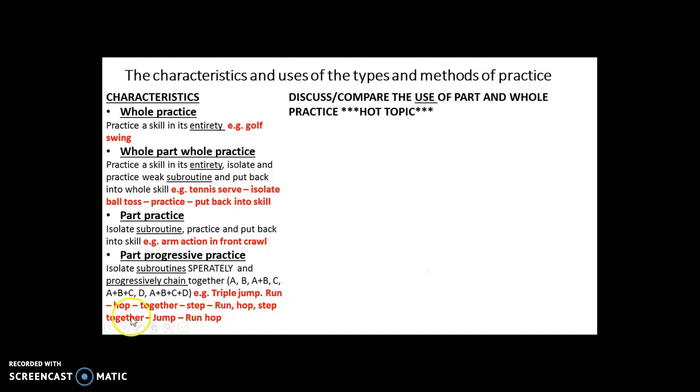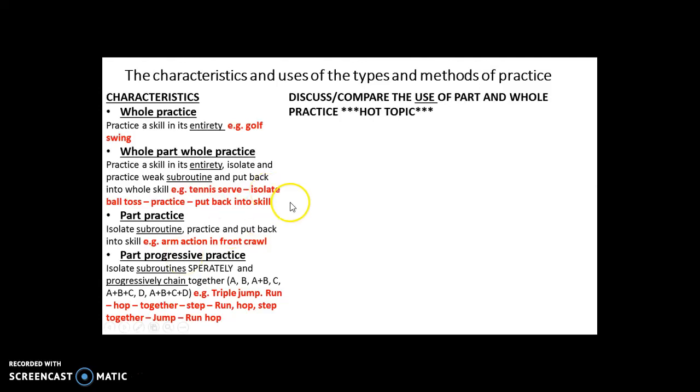Just cut my thing off there at the bottom. So that would be the run up, hop, step and jump in one movement. So there are the key bits there. They're the types of questions that I looked at before that said describe each one and give an example of each. That will allow you to do it. Revision wise, just remember that whole should translate to entirety, part should translate into a subroutine, and progressive should translate into chaining.